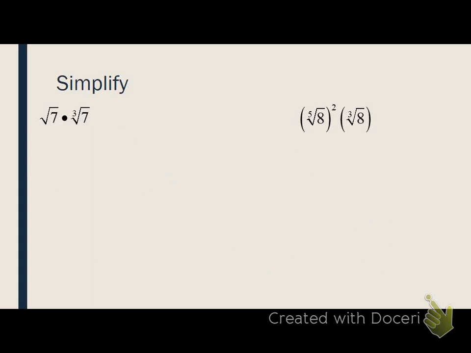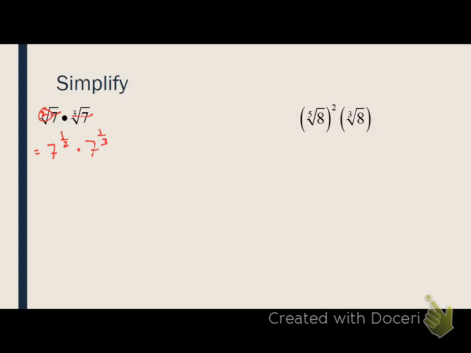Now, look at when it's in radical form. These indices are not the same. The index for those two radicals are not the same. So we cannot multiply those two radicals together. So what we're going to do instead is rewrite these in exponential form. Remember, this is a 2 over here with the 1. So we get 7 to the 1/2 power times 7 to the 1/3 power.